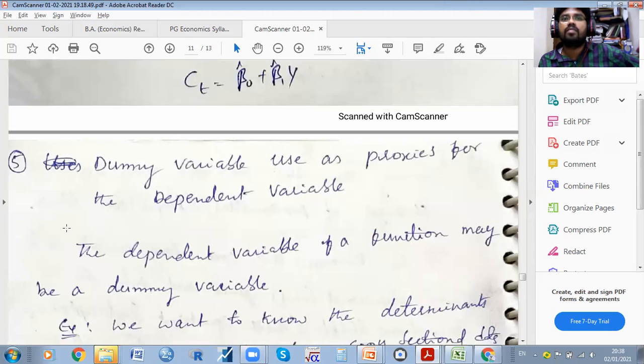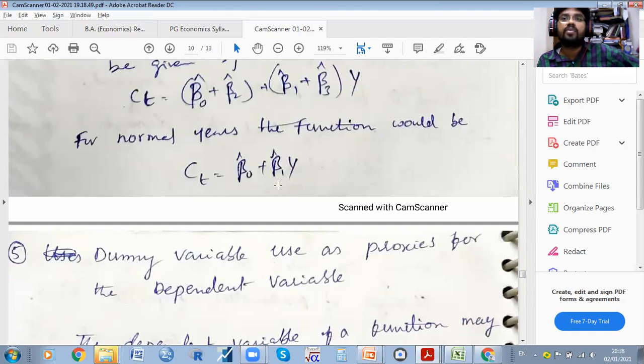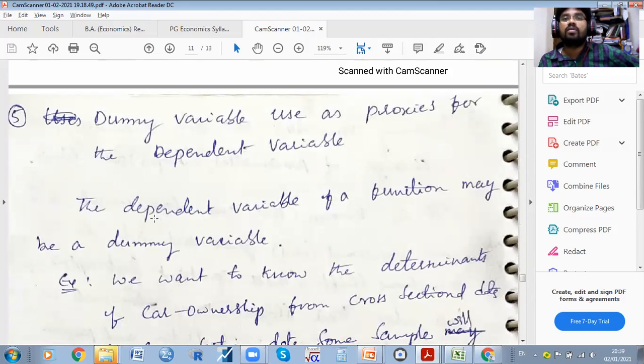And the fifth one: the dummy variable used as a proxy for the dependent variable. This is one of the main uses. Whatever we discussed up to now was the dummy variable used as a proxy for the independent variable, but we can also use a dummy variable as a proxy for the dependent variable. So how can we use the dependent variable as a dummy variable? The dependent variable of a function may be a dummy variable.